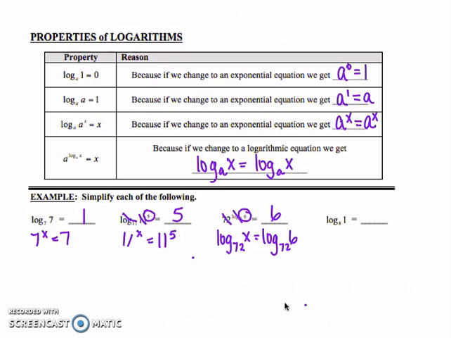And then the last example, 8 to what power equals 1? Well, anything to the 0 power equals 1. So that's going to be equivalent to 0.